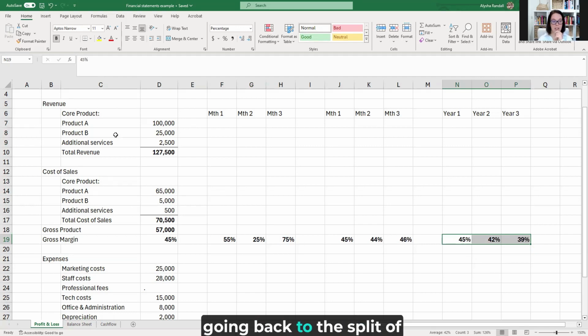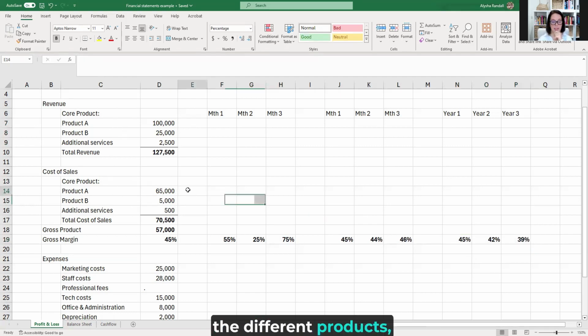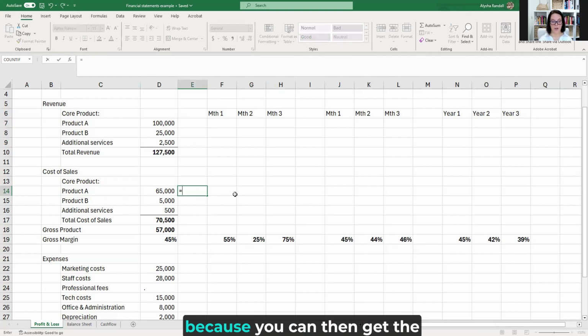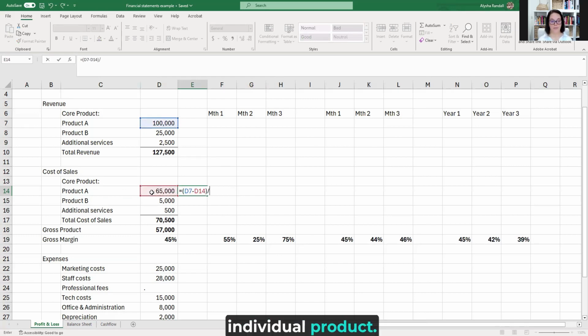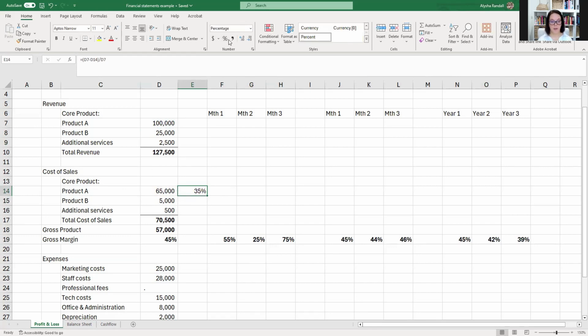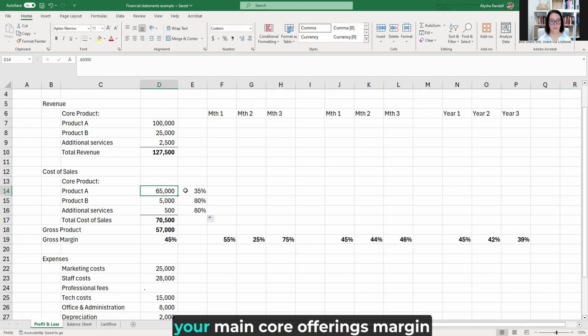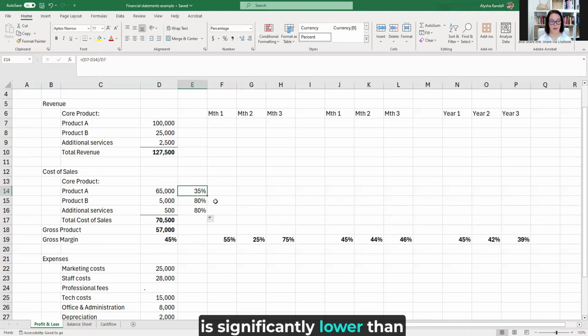Now, going back to the split of the different products, the reason why I like this to be the same as this, again, you'll have many elements. This is a subtotal. The reason why I like this is because you can then get the gross margin of each individual product. So in this instance, we can see that your product A, your main core offerings, margin is significantly lower than product B and your additional services.